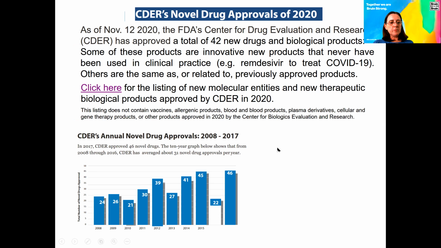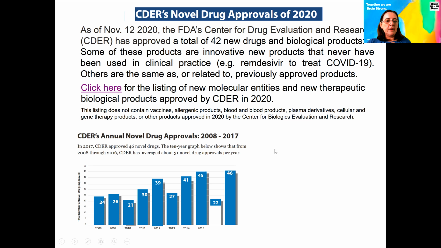And then on the bottom, this graph is the annual novel drug approval between 2008 and 2017. And you can see that the number varies each year, but in recent years, more drugs got approved, and mainly these drugs are in the cancer field. There is a breakthrough in understanding the mechanism of action of drugs in treating tumors.